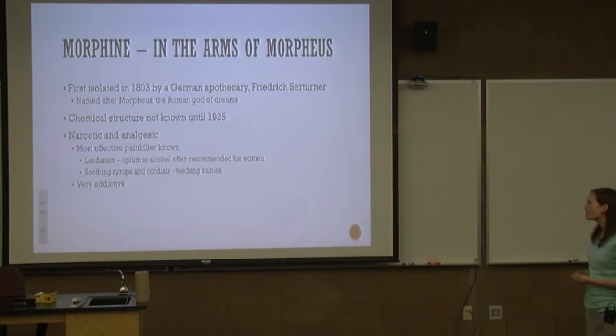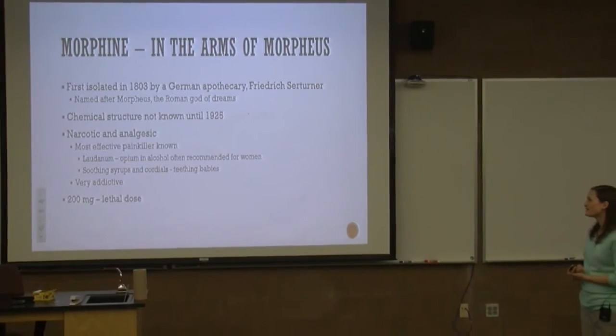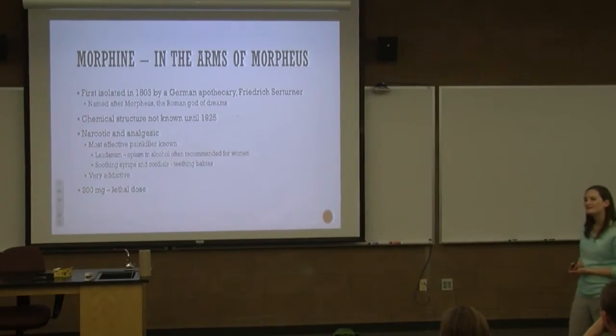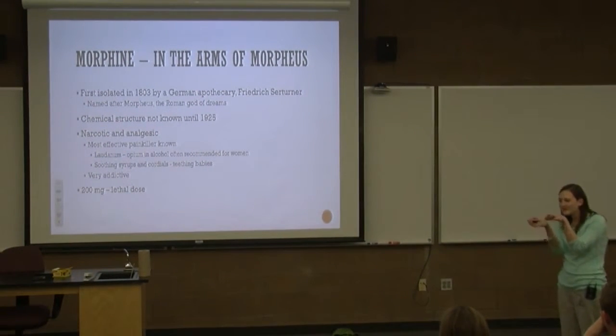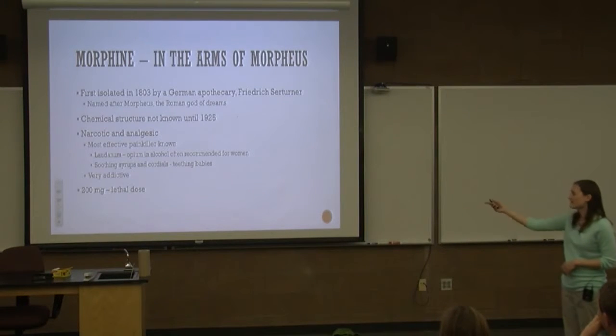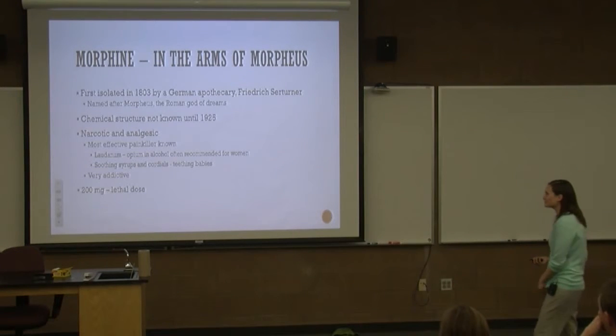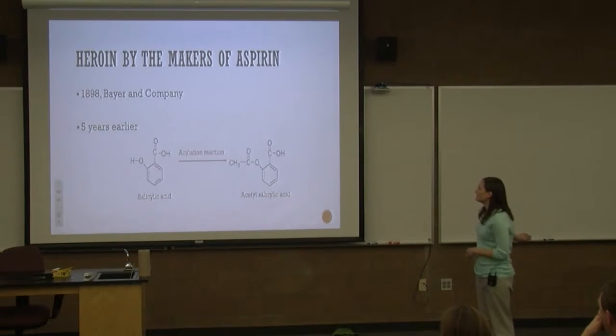So the more powerful of a pain reliever it is, like morphine, the more addictive it is. And here is toxicity, the lethal dose, 200 milligrams. So that's only 0.2 grams. I mean, that's like a tiny little pile of powder. And so this is actually the lethal dose for an average adult. So babies would be much smaller.